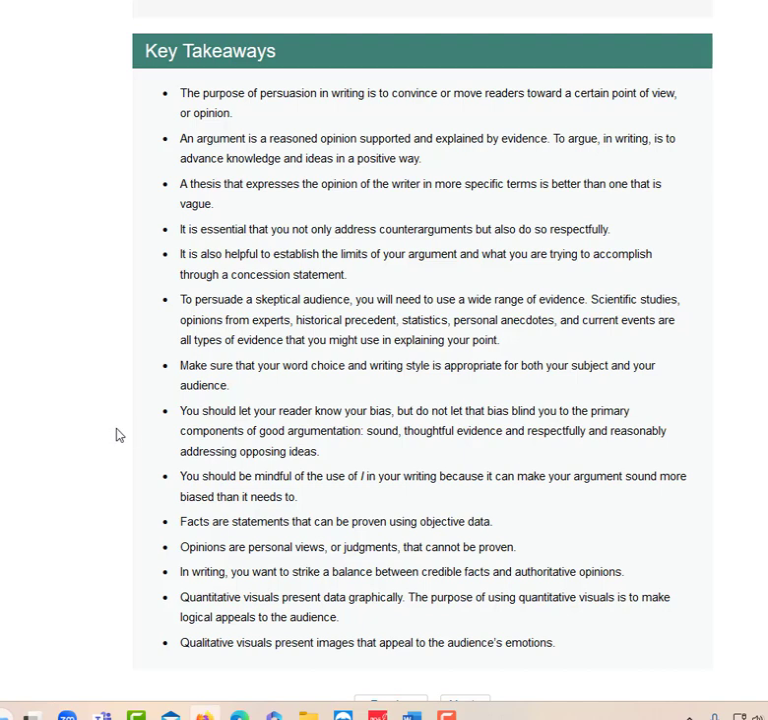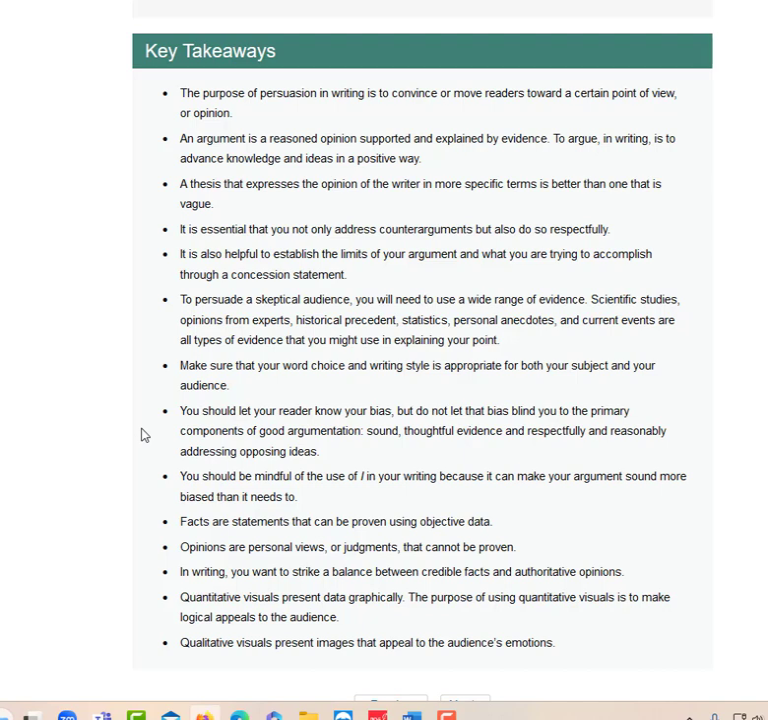Key takeaways. The purpose of persuasion in writing is to convince or move readers toward a certain point of view or opinion. An argument is a reasoned opinion supported by evidence. A thesis that expresses the opinion of the writer in more specific terms is better than one that is vague. It is essential that you not only address counter-arguments, but you do so respectfully. It is also helpful to establish the limits of your argument through a concession statement.